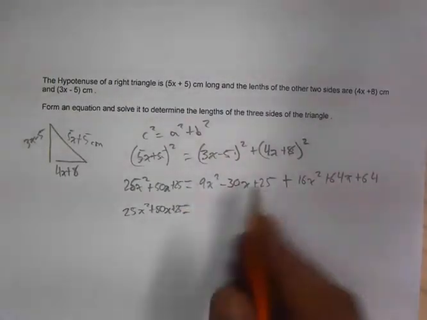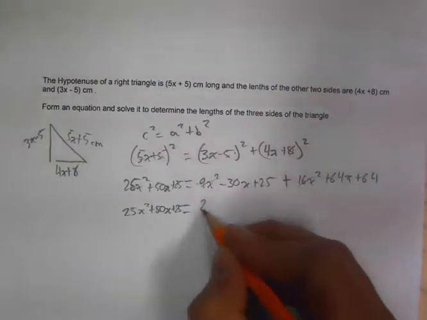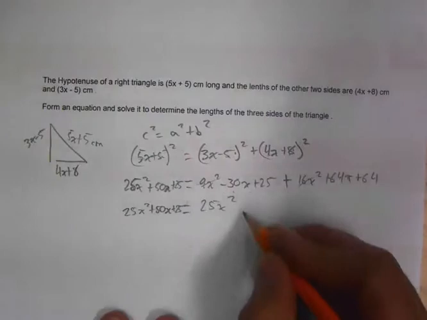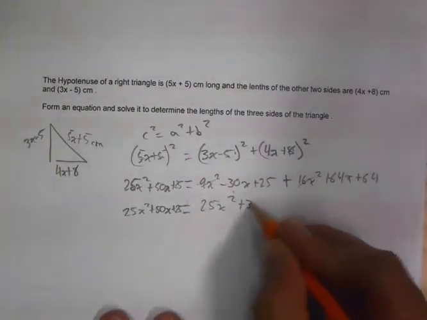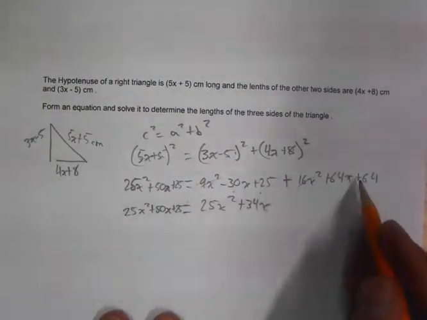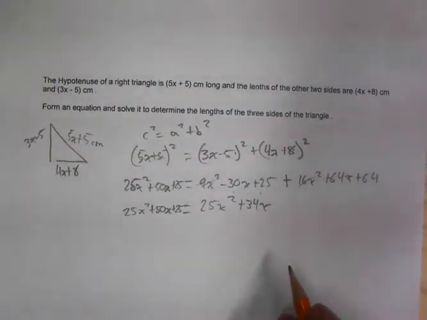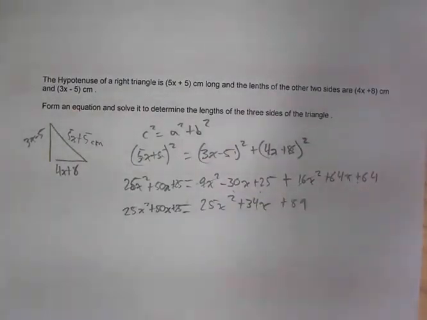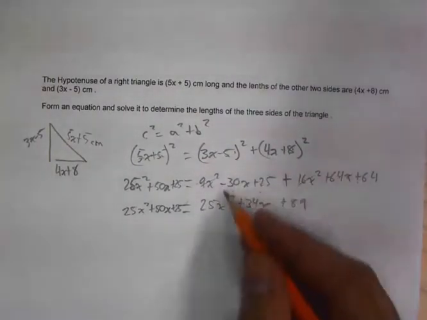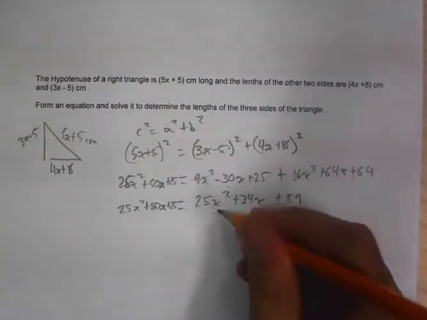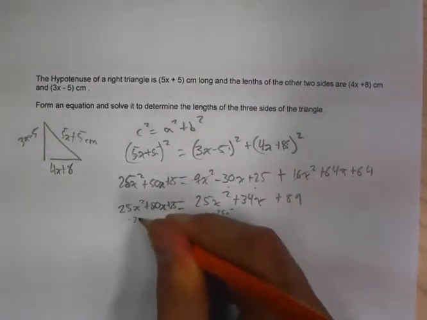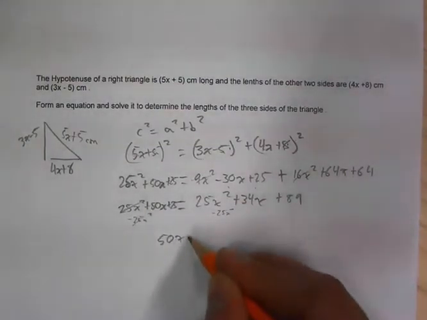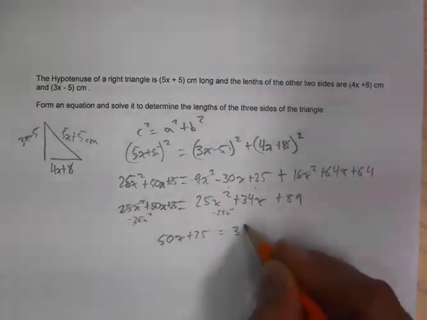But now this side here, we're going to have 9x squared plus 16x squared, which is 25x squared. Negative 30x and 64x will give me 34x. So that's going to be plus 34x. And then we have 25 plus 64 is 89. Okay? Now, let's see what we could do. I want to subtract 25x squared from both sides. So take away 25x squared, take away 25x squared. These are going to go goodbye, so I'm going to be left with 50x plus 25 is equal to 34x plus 89.